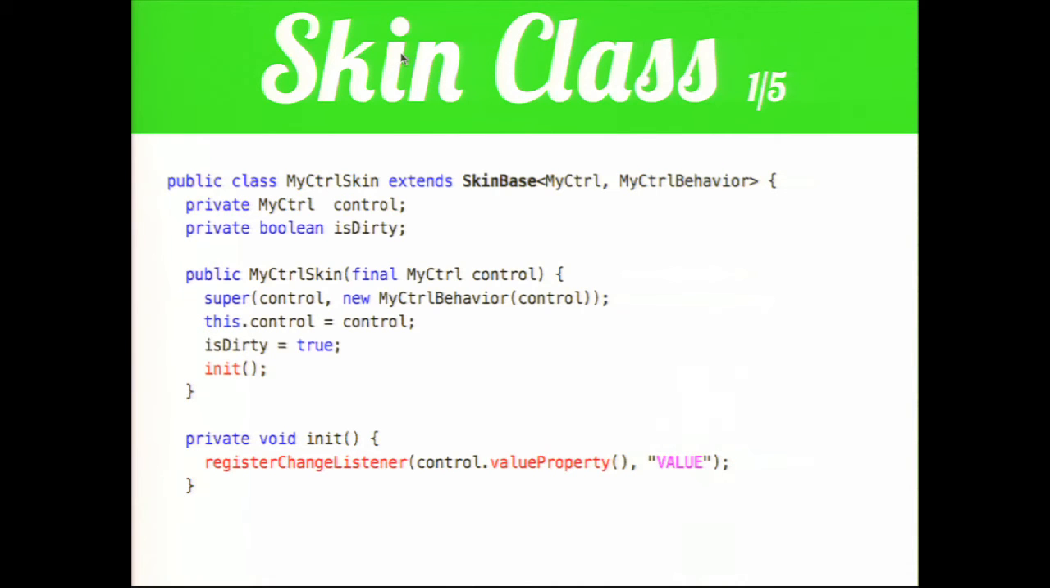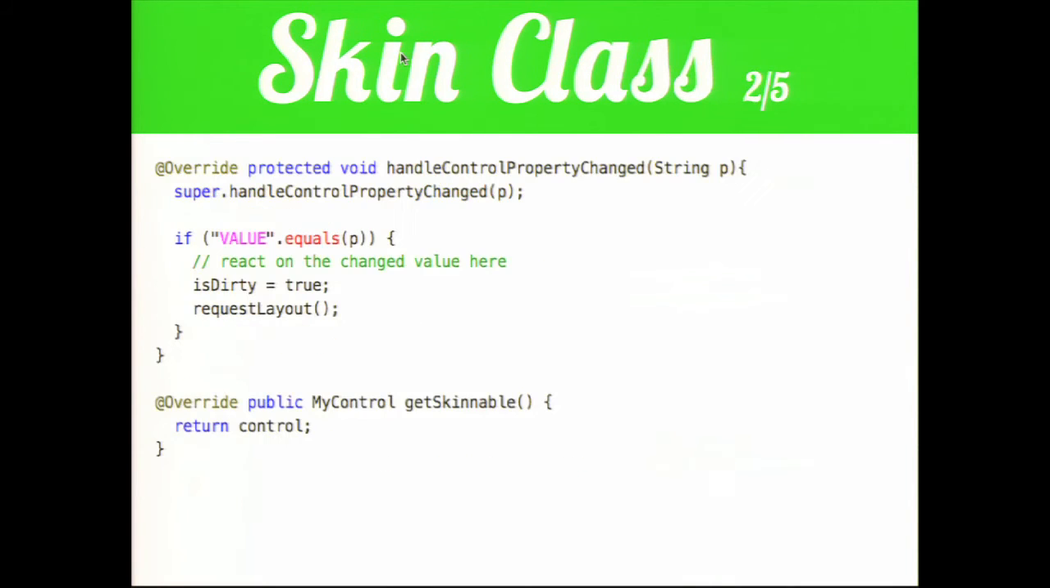But what it in principle does is you can register listeners to the properties. I defined a value property in my control, and here I can register a change listener to this value property, which will then be called in this method, handle control property. And here I say, okay, if it's value, then you can do something, whatever, right? In this case, just request layout. That means if the value changed, the layout will be re-laid out.